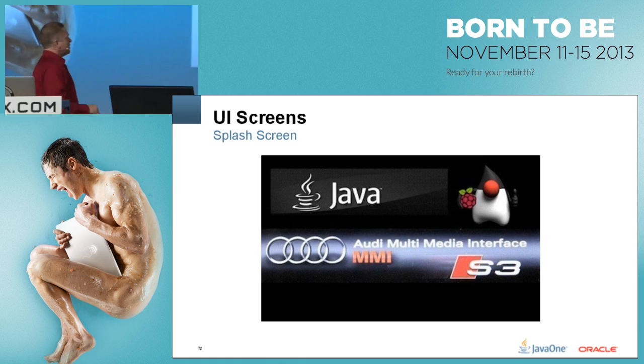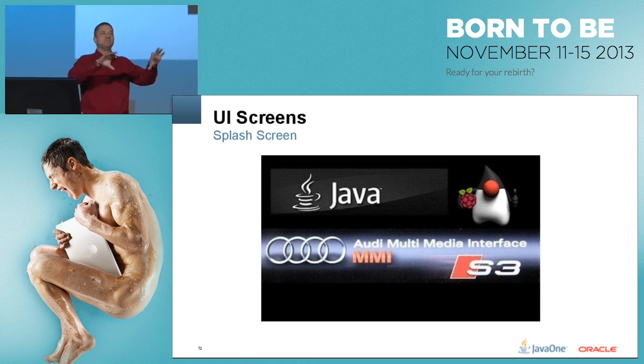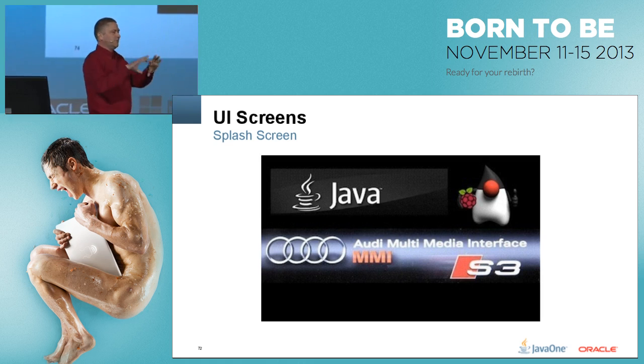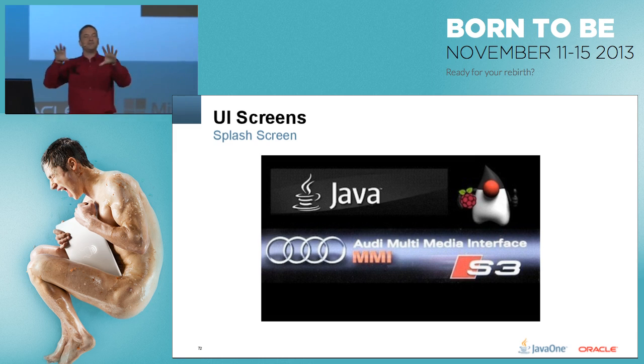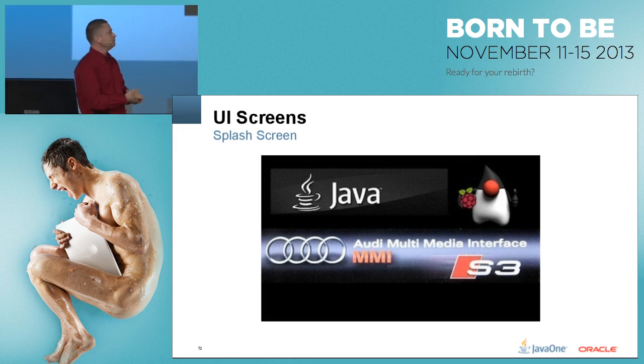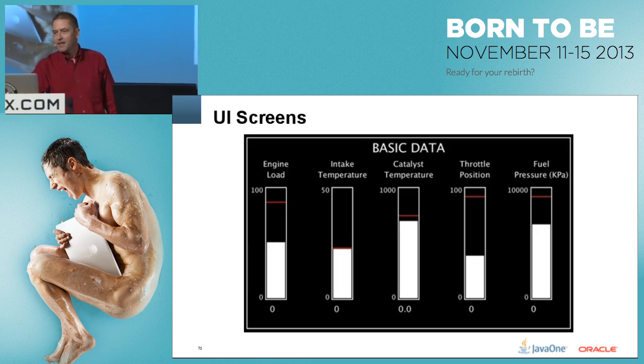So the first thing I did was create a splash screen. And so I actually photographed the existing satellite navigation system, entertainment system that I've got, and then overlaid a couple of graphics on it. So I've got the Duke and I've got the Java logo. So I get a nice little splash screen that comes up.